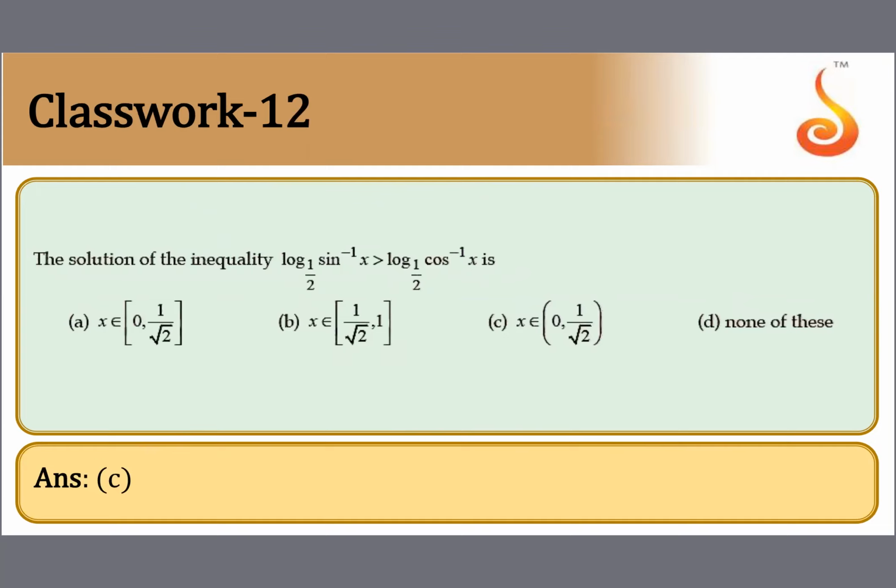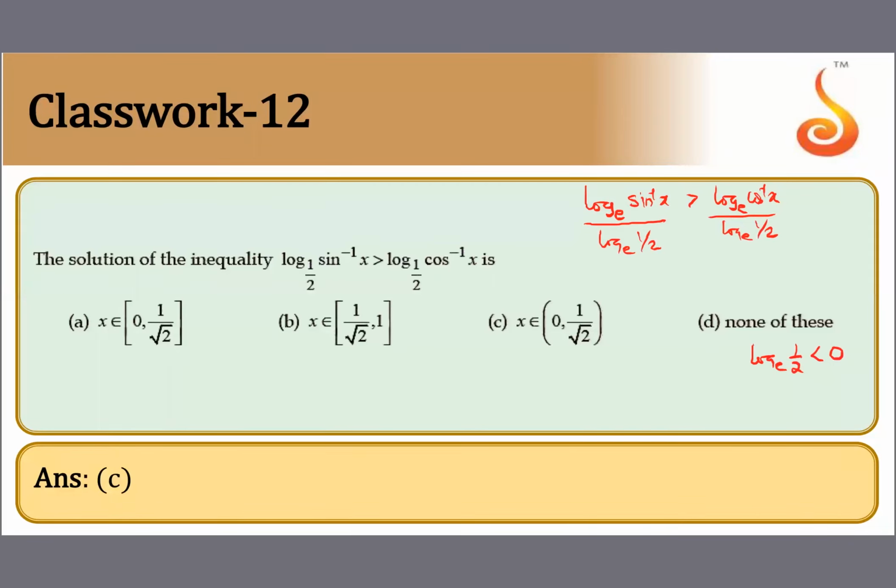Yes. Now listen very carefully. Whenever a different base is given, you change to base e. Log base e of sin inverse x is greater than log base e of cos inverse x, divided by log base e of 1/2 on both sides. Log base e of 1/2 is negative, less than 0.